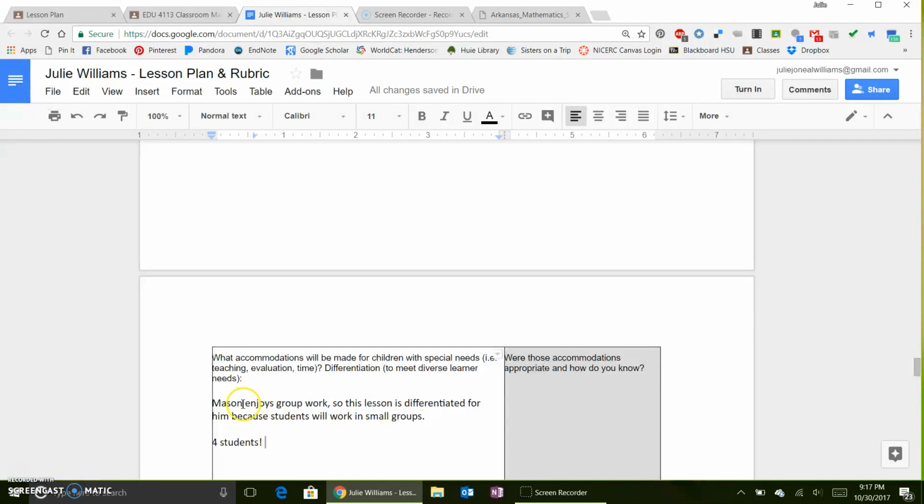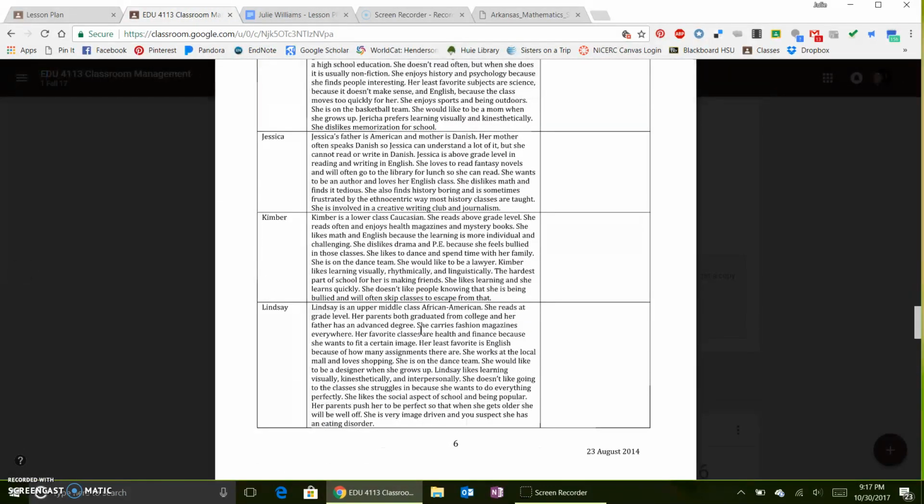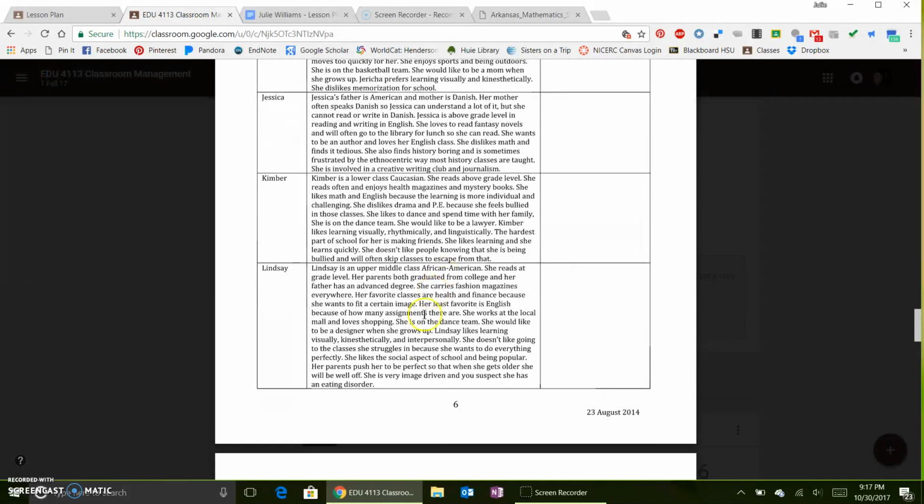So I could say Mason and Julie. I don't think she's in there, but Mason and Julie enjoy group work. Then that would be 2 students. And then I would just need 1 more accommodation or modification, I mean, a differentiation strategy. So you can just go through here and see. If you need to make other changes, then make other changes.